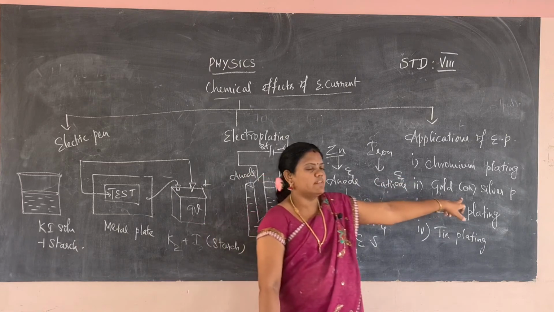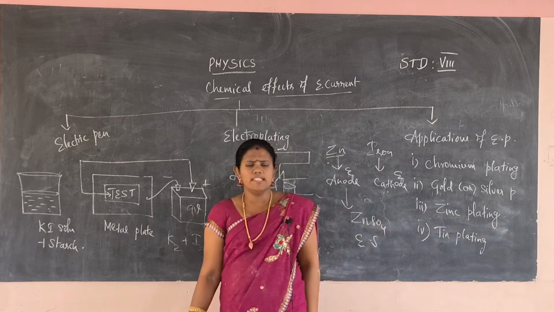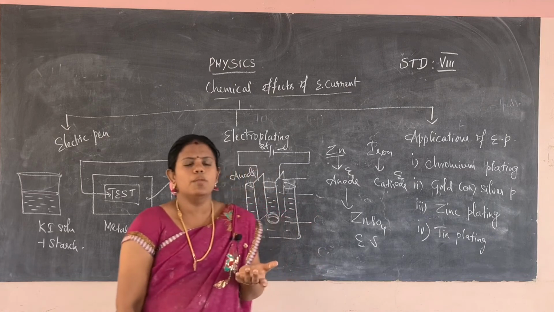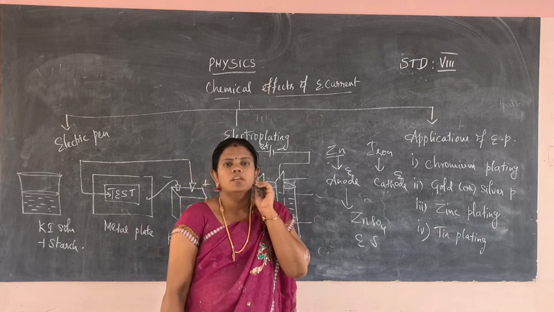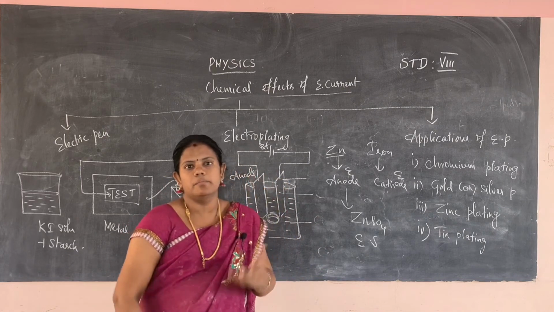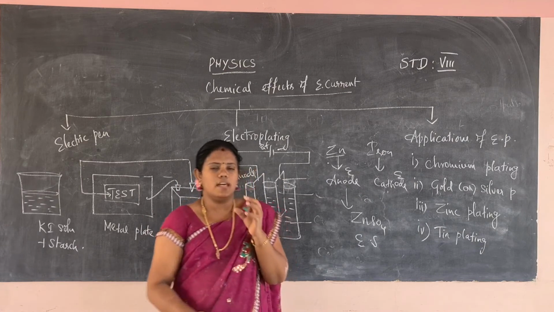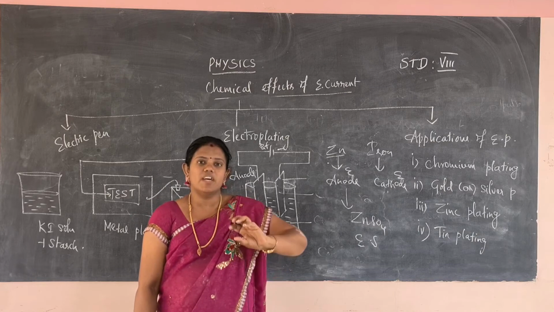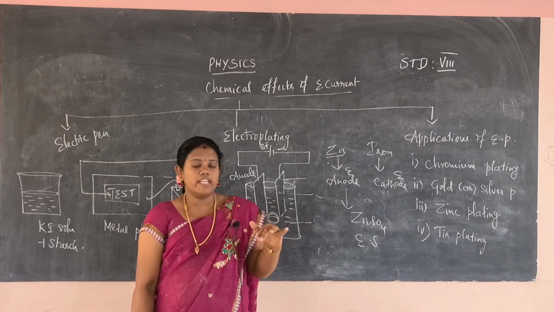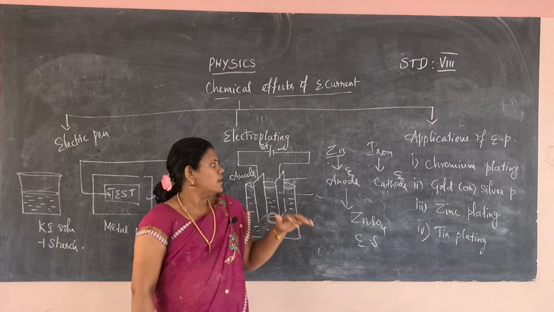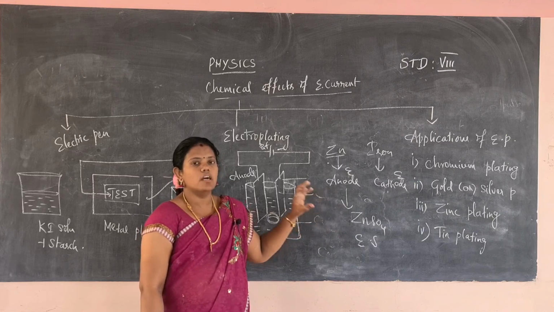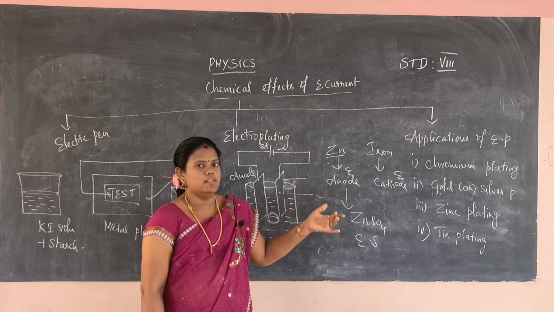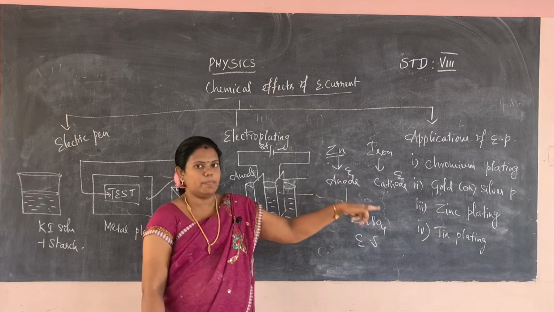Then gold and silver plating. More and more girls use artificial studs and bangles and so on. For those bangles and studs, the metal is coated with silver or gold plating. It is just a coating, not full silver, not full gold. Just a layer of gold or silver coated by the process of gold and silver plating, okay.